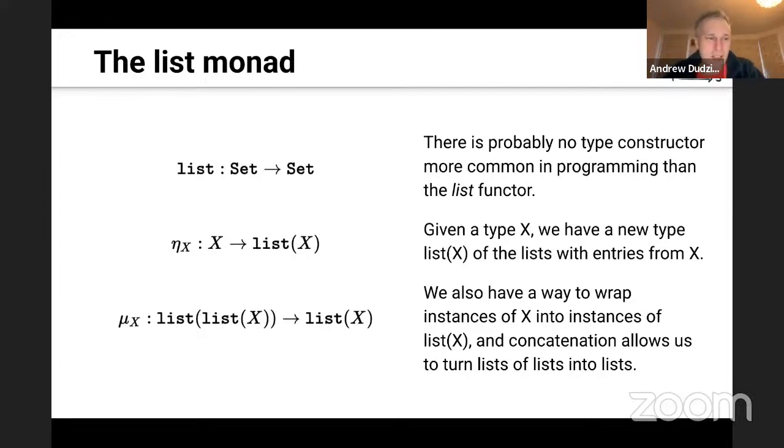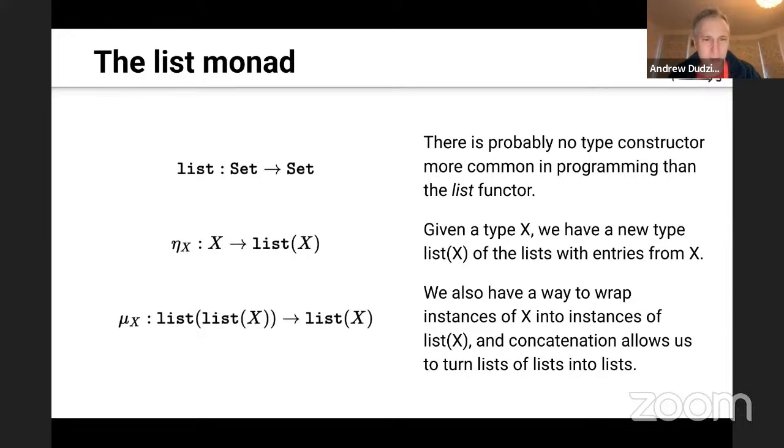And list is just one basic way of taking a type and making a new type, which is the type of lists drawn from elements of that type. So if you have integers, then you have lists of integers. If you have characters, then you have lists of characters, and so on. But there's a little more than just making a new type, which is that also the elements can be turned into lists. So given an x, I can make a list x by just turning it into a one element list, right? So we identify the instances of x with instances of lists that just have one element. And I also have a notion of concatenation.